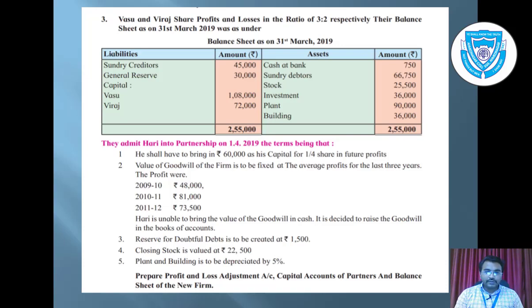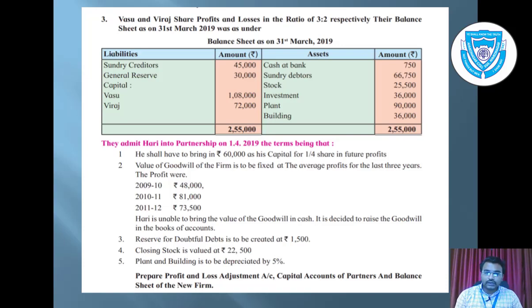They admit Hari into partnership on 1st April, that is 1/4/2019. The terms being whatever the adjustments are given below. So adjustments are given that he has brought 60,000 as capital, and he will share 1/4 part of future profit. The second adjustment is regarding the valuation of goodwill, as we had learned in the first lecture how to calculate goodwill with the average profits. So here the average profit method, which is the first method of the valuation of goodwill, is given.